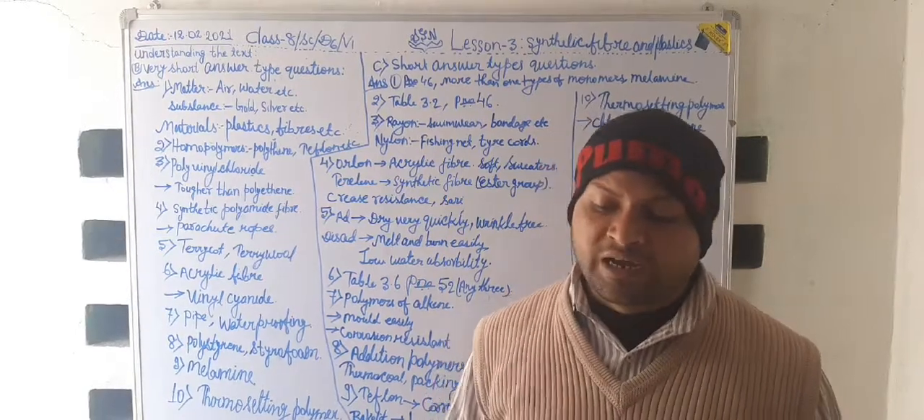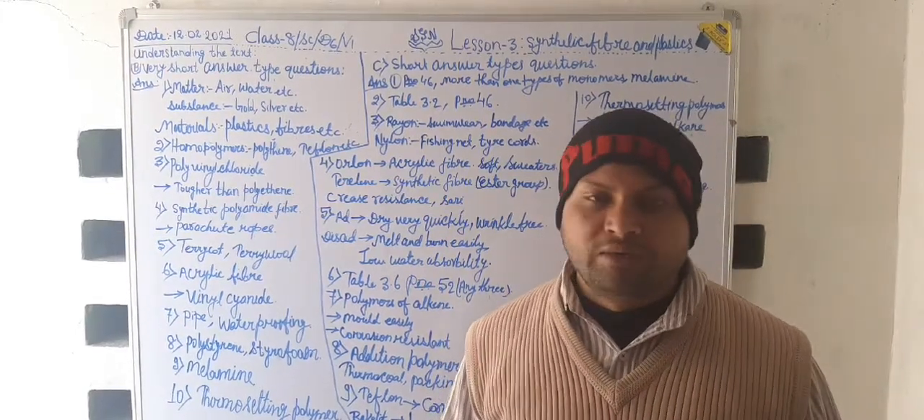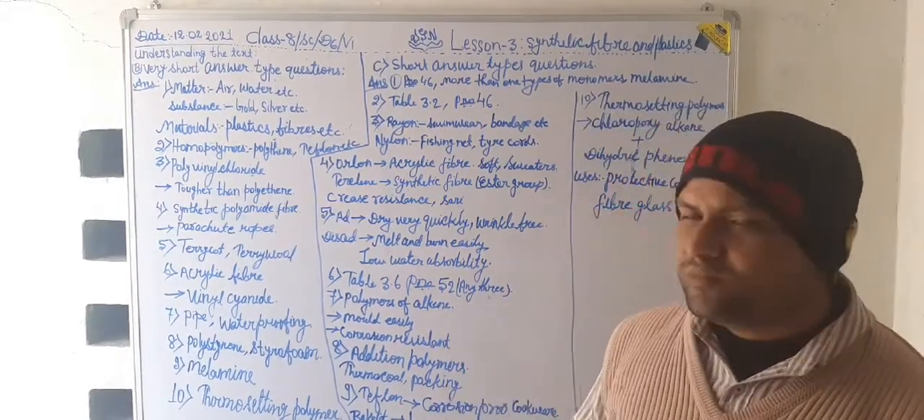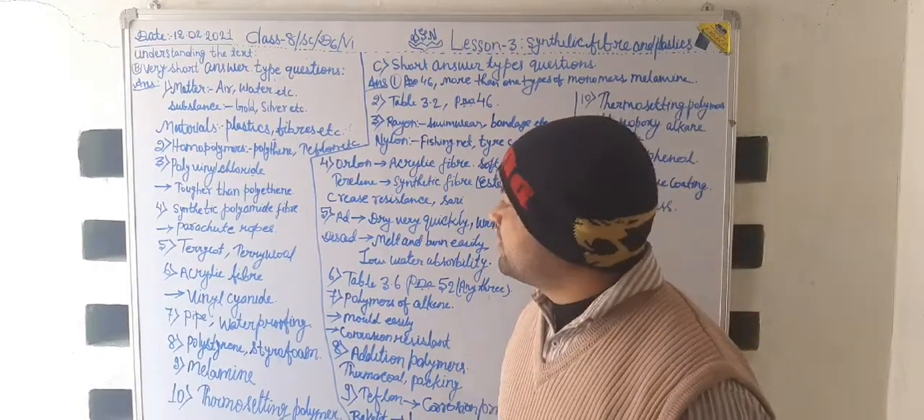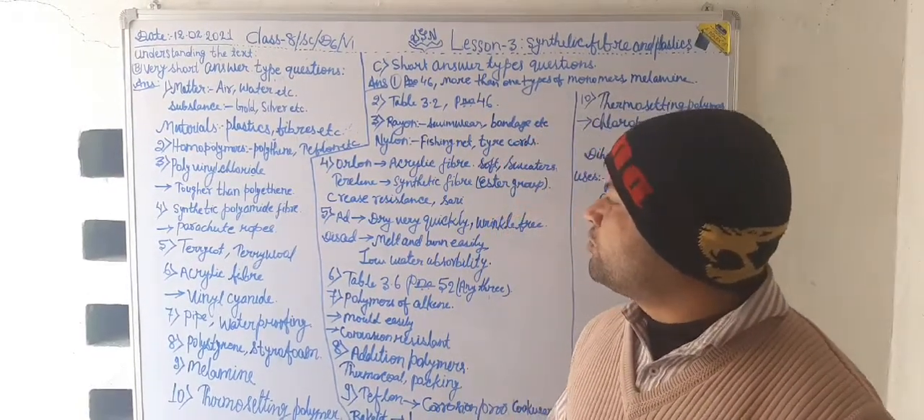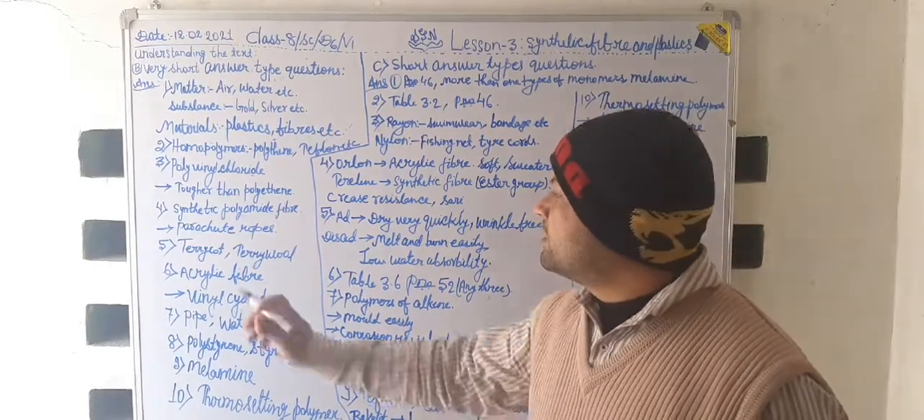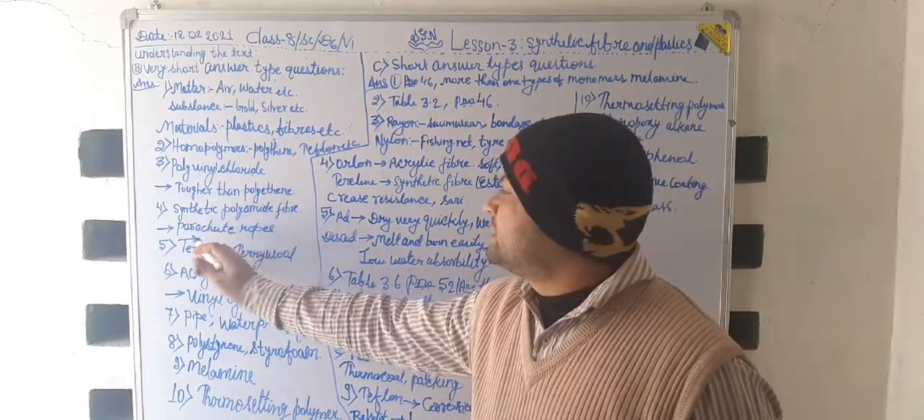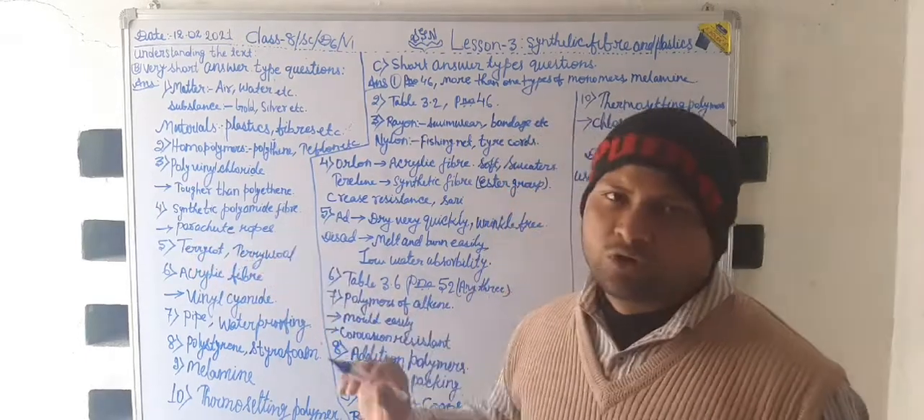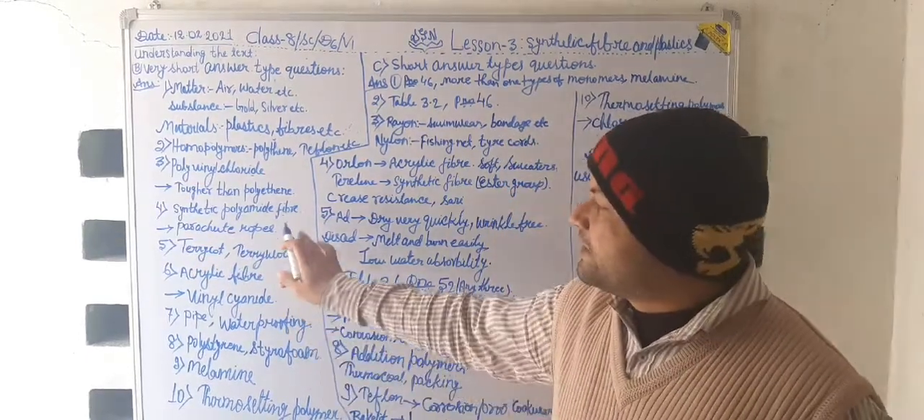Now look at question number 4. Here it is asked: what is nylon? Give one example. Nylon, everybody knows about it. Nylon is a synthetic polyamide fiber, and it is used in making parachute ropes. So these are the right answers.